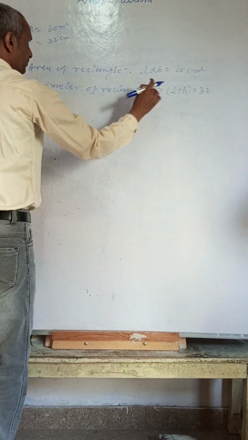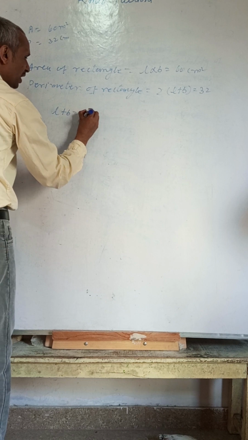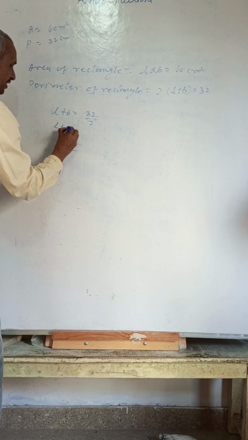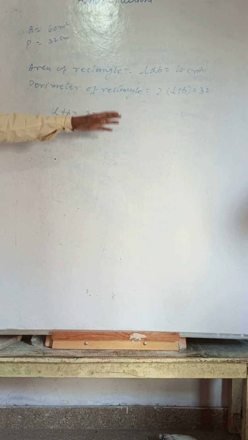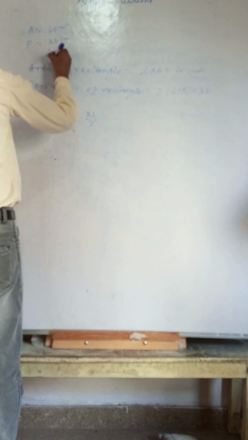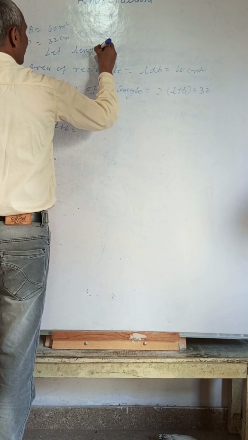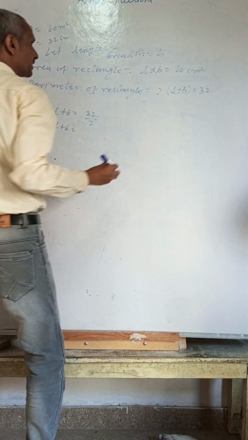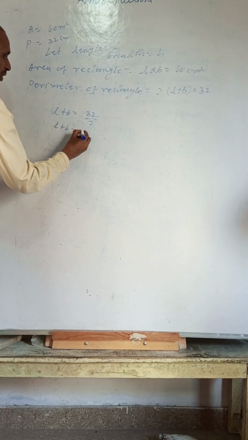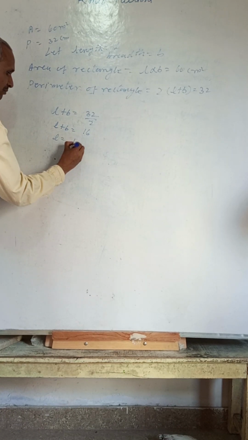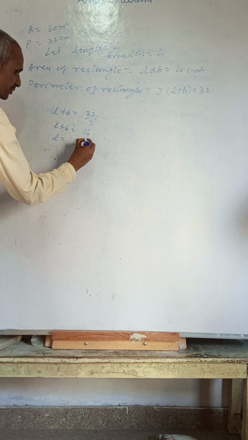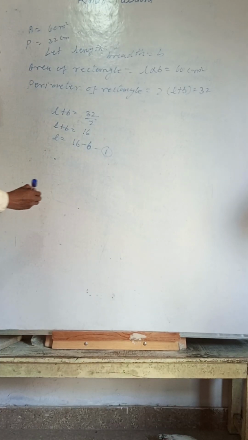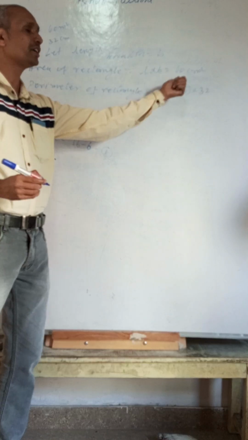Let us take this equation first. Let the length be L and the breadth be B. Then L + B = 32/2, since the 2 is in multiplication and moves to the other side as division. So L + B = 16, and L = 16 − B. This is equation number 1. Now we keep this value into the other equation.